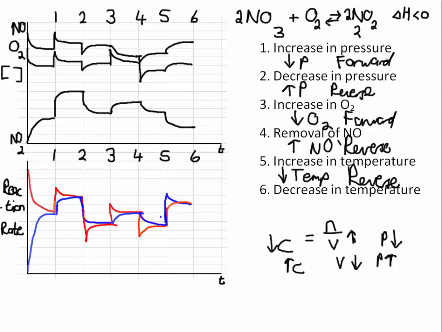The last one, if we have a decrease in temperature, the system will counter this by causing an increase in temperature, which means that our forward reaction will be favored. We see that both our reactants will gradually decrease and our product gradually increase.